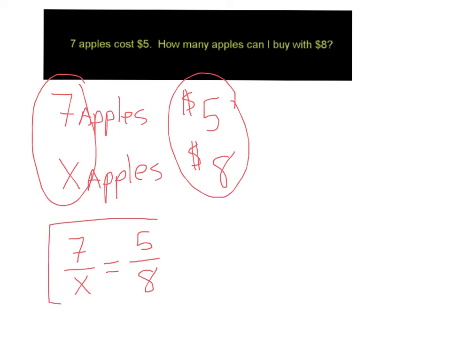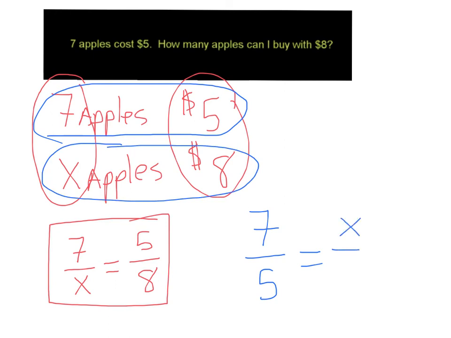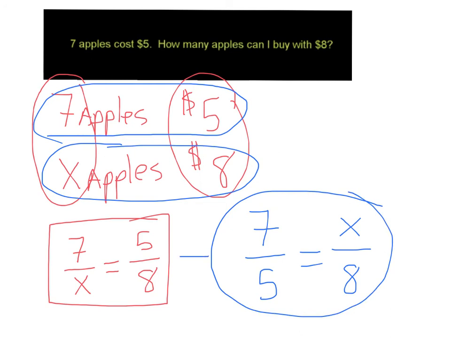Remember, a proportion is two fractions with an equal sign in the middle. Say it. Two fractions with an equal sign in the middle. Now we could set it up like this also. 7 apples is to $5 as x apples is to $8. And see, this proportion is exactly the same as this proportion. Both of these, when we learn to solve them, will give us the same answer.